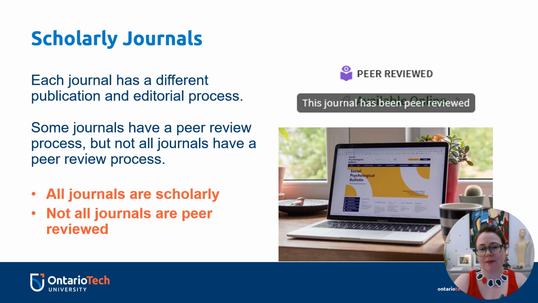Journal articles are published in different scholarly journals. Each journal has a different publication and editorial process. Some scholarly journals have a peer review process, and others do not. So only some scholarly journals are peer reviewed.